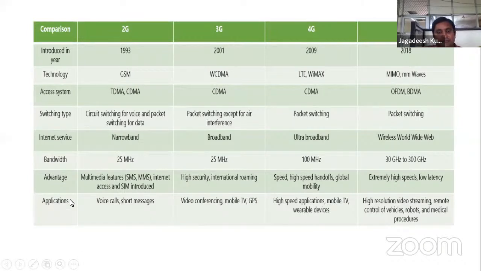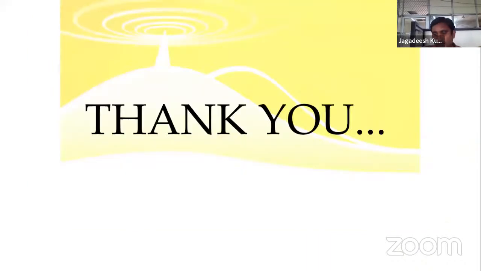For applications, for 2G we used voice calls and short messages only. For 3G, we use video conferencing, mobile TV, and GPS. For 4G, high-speed applications, mobile TV, and wearable devices. For 5G, high resolution video streaming, and remote control of vehicles, robots, and medical procedures. In future, this will come into practice. So this is all about our evolution from LTE to 5G. I have two more very small videos which I would like to play for our understanding.